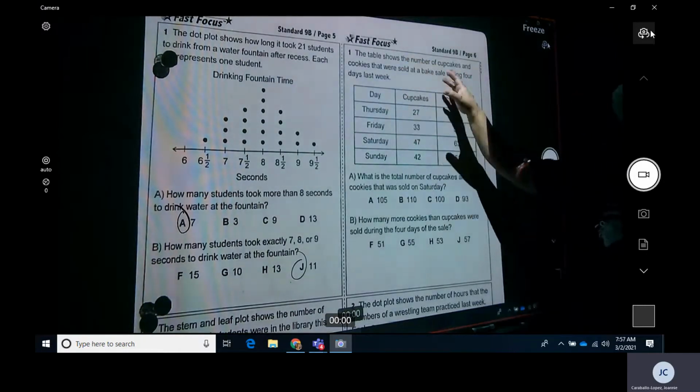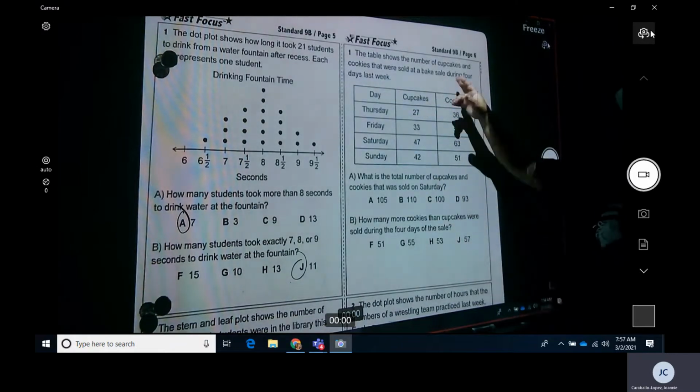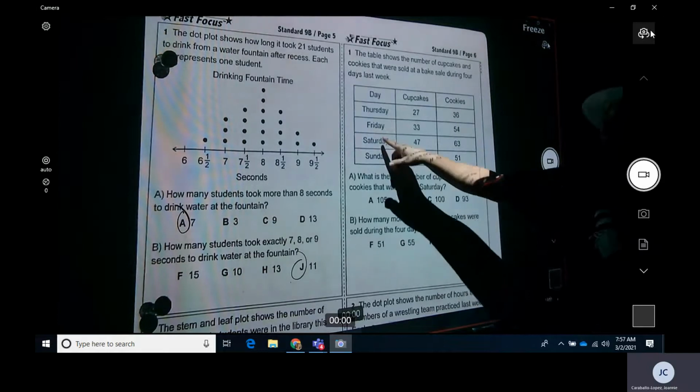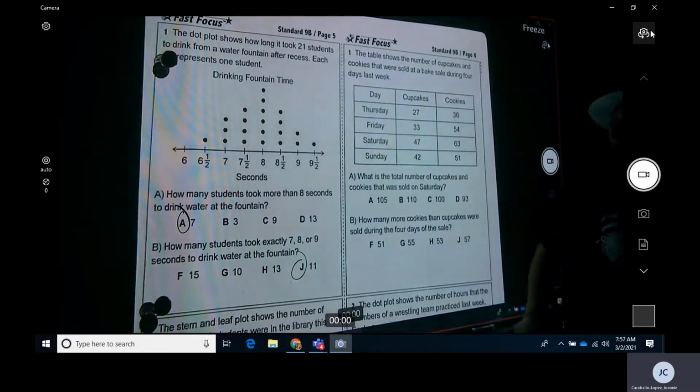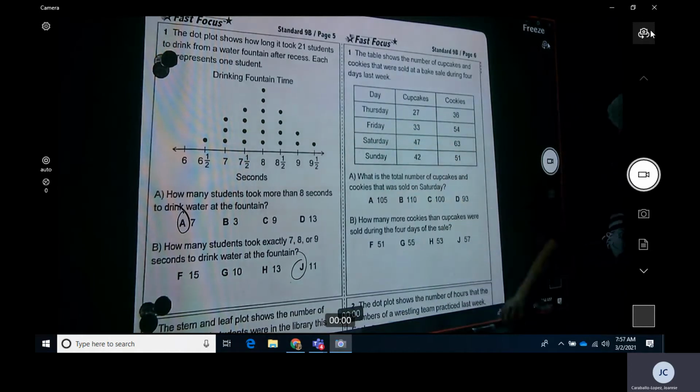La tabla muestra el número de los pastelitos y las galletas que se vendieron durante una venta de pasteles durante 4 días la semana pasada. ¿Cuántos pastelitos se vendieron el viernes? 33. ¿Cuántas galletas se vendieron el domingo? 51. Sunday. Esto es jueves, viernes, sábado, domingo. What is the total number of cupcakes and cookies that was sold on Saturday?